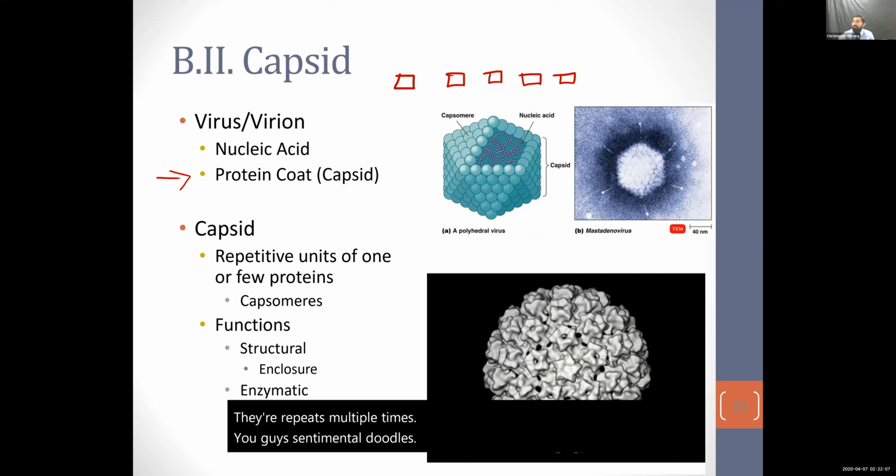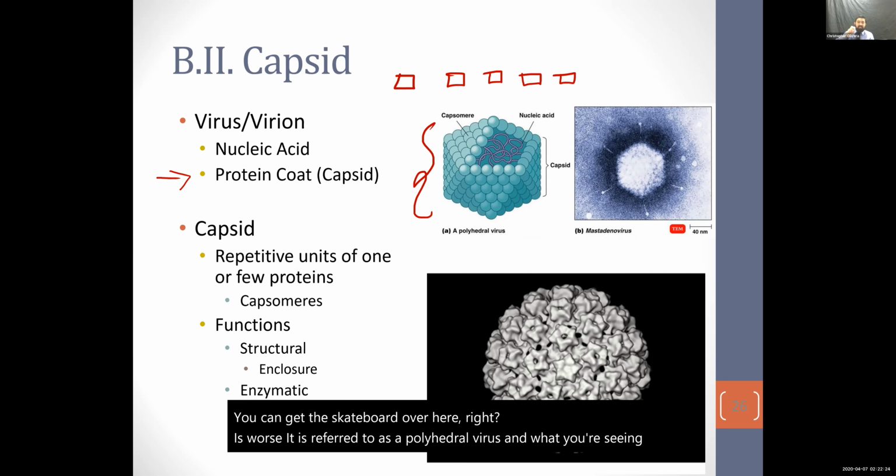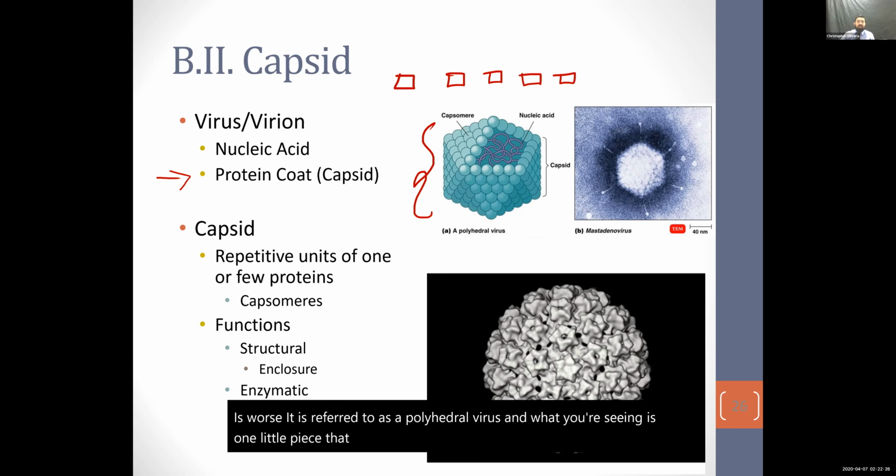And so now you take that guy and then you start assembling it. What you're seeing, for example, in the very first version over here, is a virus that is referred to as a polyhedral virus. And what you're seeing is one little piece that is repeated over and over, hundreds, if not thousands of times, okay? And so we call that piece a capsomere.